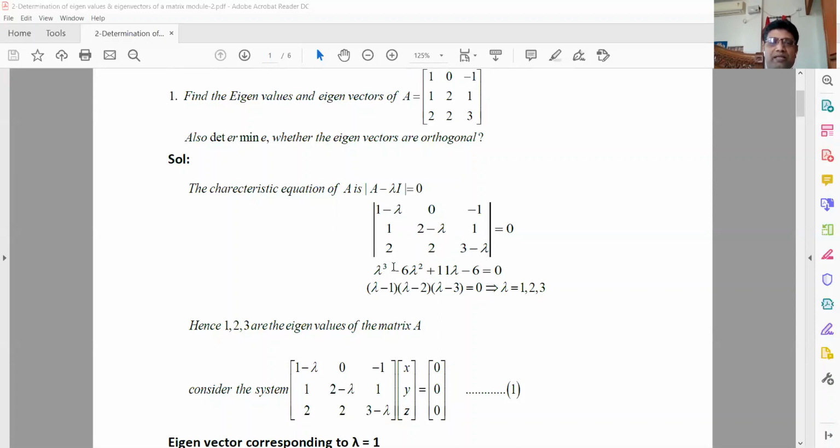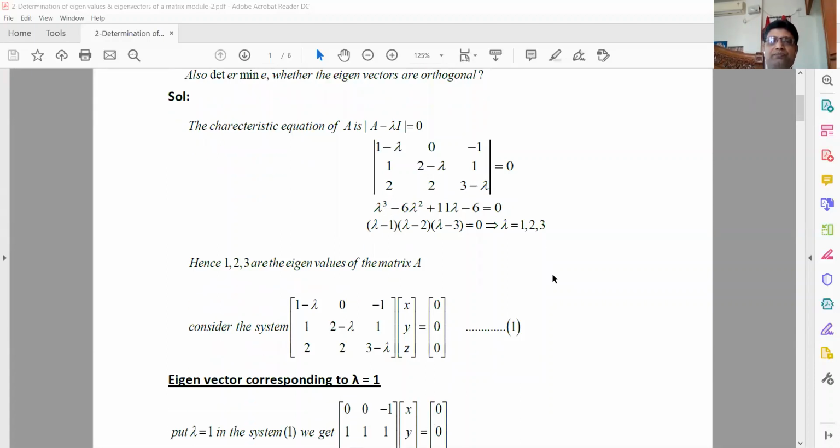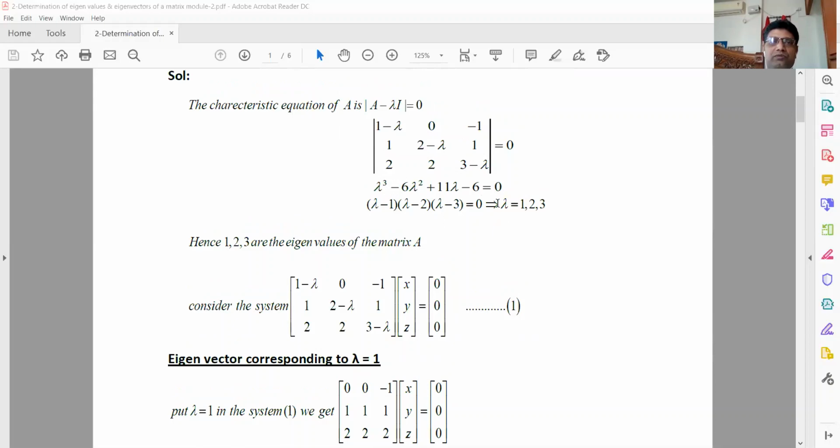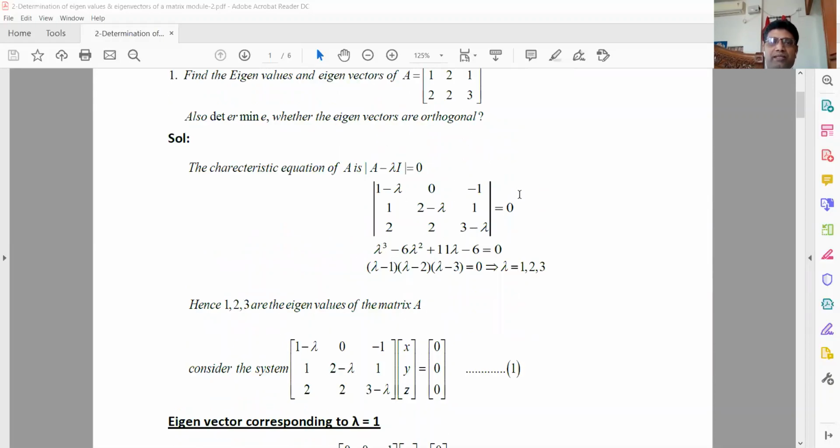So if you expand this, you will get lambda cube minus 6 lambda square plus 11 lambda minus 6 equals 0. If you factorize that one, you will get lambda minus 1, lambda minus 2, lambda minus 3 equals 0. From this, lambda equals 1, 2, 3. So in total we got 3 eigenvalues corresponding to this matrix A.